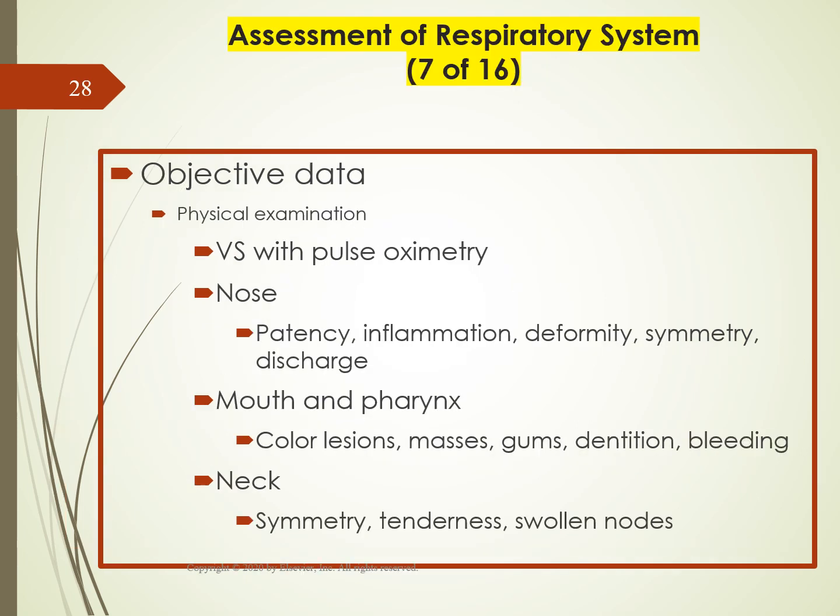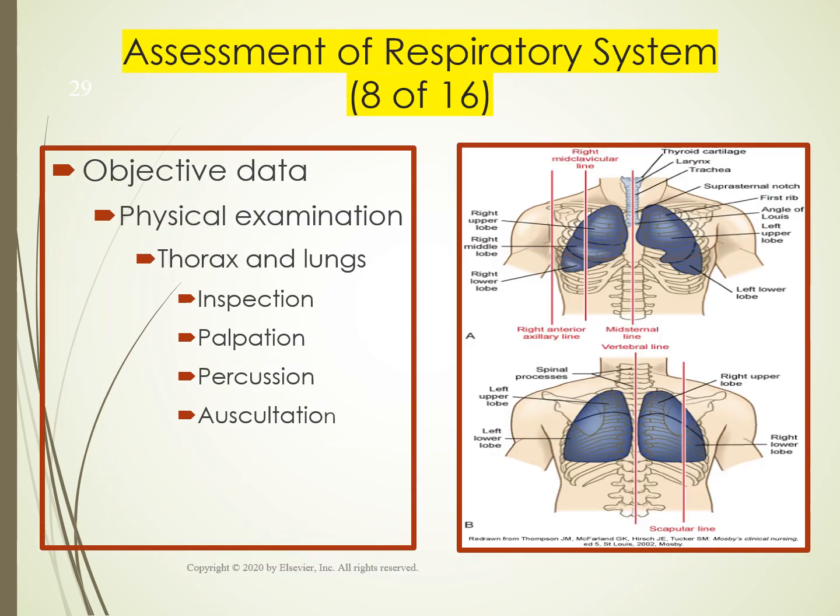Now the objective data. Now remember, subjective, that's what we're asking. That's when we're interviewing them. Now the objective is what we're going to see as we are doing our assessment. We're going to do our vital signs, look at our pulse oximetry, see what their oxygen saturation is. We're going to look at the nose for patency or any inflammation. Mouth and pharynx. We're going to look at the gums, the dentition, see if there's any bleeding. Of course, we always look at the mucosa. Look at their neck for symmetry or tenderness, any swollen lymph nodes.